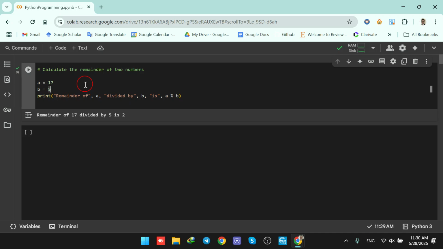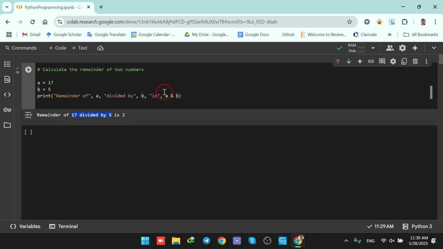So the remainder of a when it is divided by b. Okay, so first I use the print function. I have this message saying remainder of 17 by 5. So remainder of, and then we put the variable a divided by the variable b. So their values are being shown in the output.